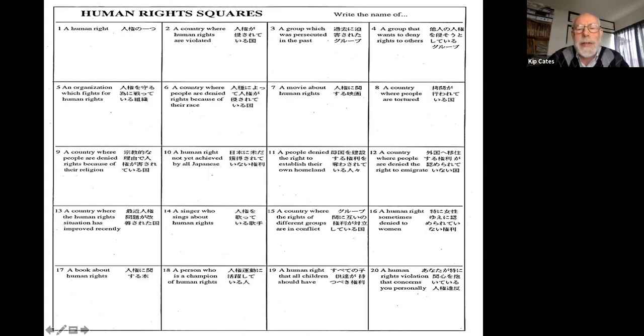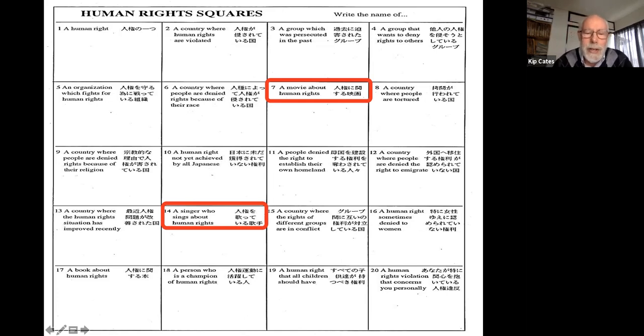in these 20 squares. When I first saw this, I was kind of curious how David Scheinman designed this. And I looked over here saying, he's got something, a movie about human rights. Young people like movies. Human rights sounds kind of distant. Once you talk about movies, that's right. That movie talks about human rights. That one's about women's rights and so on. Number 14, a singer who sings about human rights, bringing in pop music. There's that singer, he's got a song about racism and so on.